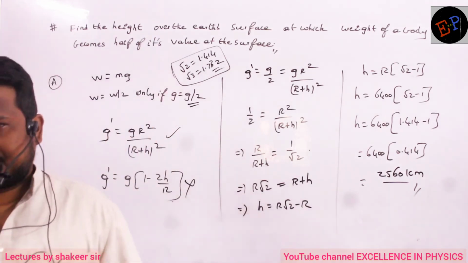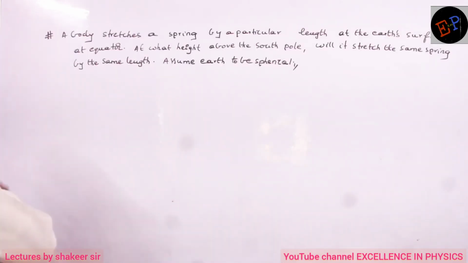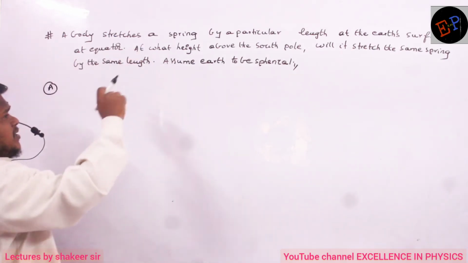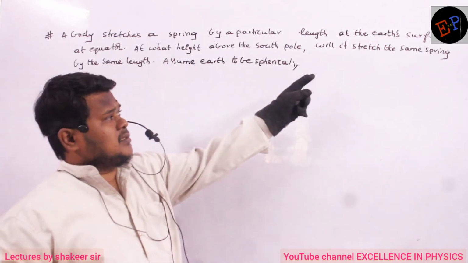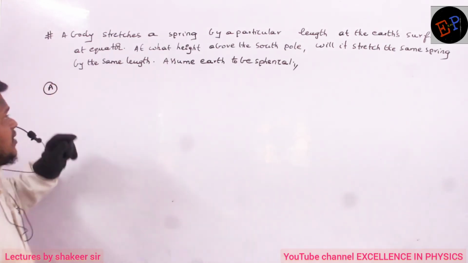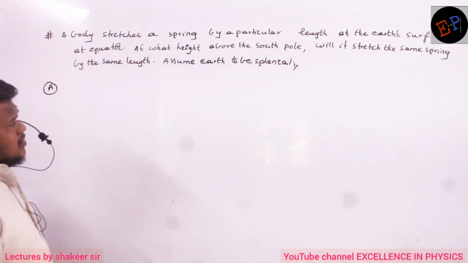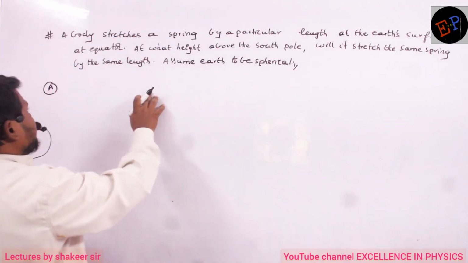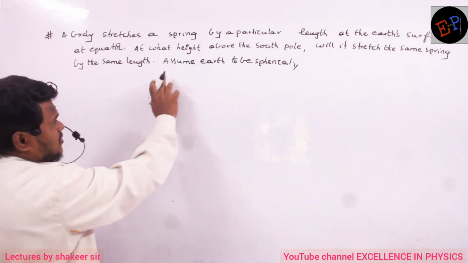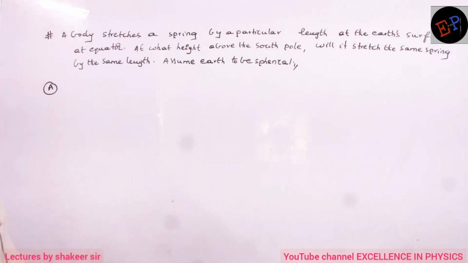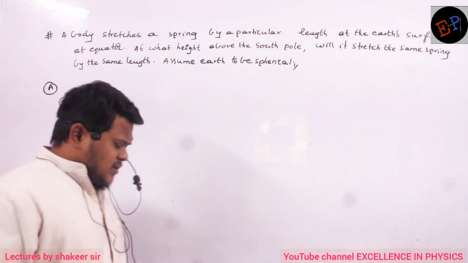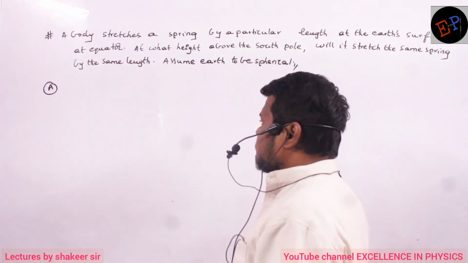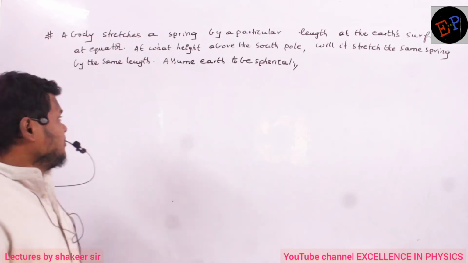Okay? That's it. So a body stretches a spring by a particular length at the earth's surface at equator. Okay, Amma? At what height above the south pole will it stretch the same spring by the same length? Assume earth to be spherical. That is the given question. Okay, Amma? Now let us study each of these details given very carefully, so that finally we can proceed to the problem. Clear, Amma?